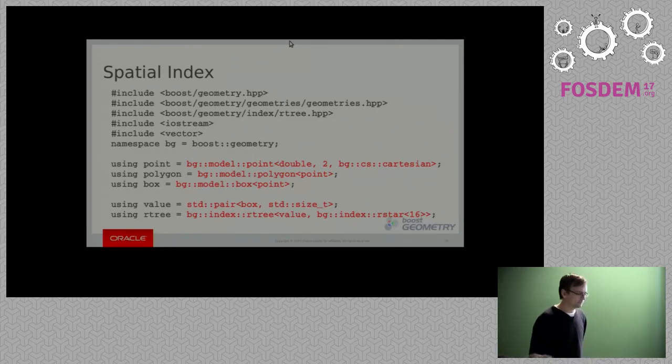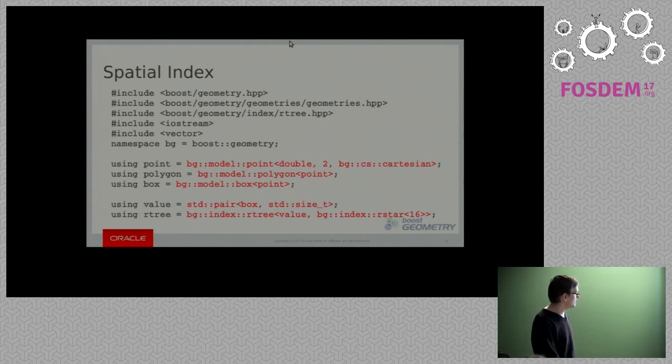In this example, this is the most common thing that probably can be done with a spatial index. So what I want to do is to create some containers, a container of polygons, and then prepare a spatial index representing these polygons. Then perform some spatial query, getting those polygons which intersect another query polygon. So here I will need point, polygon, and box types.